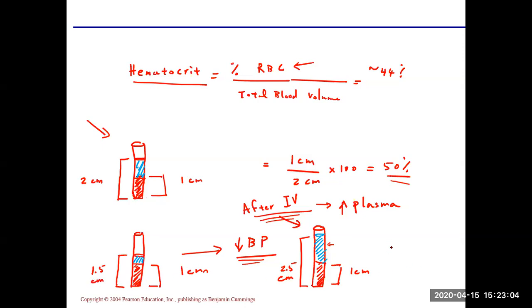So again, it'd be 1 over 2.5 multiplied by 100 to get the percentage. And again, you could calculate it to see what happens to the hematocrit. Does the hematocrit go up? Does the hematocrit go down? And what are the reasons for it? Again, take a look. You'll see this hematocrit is lower now, all right? Because there's more percentage of the plasma. So I hope that those examples helped you in understanding of it.